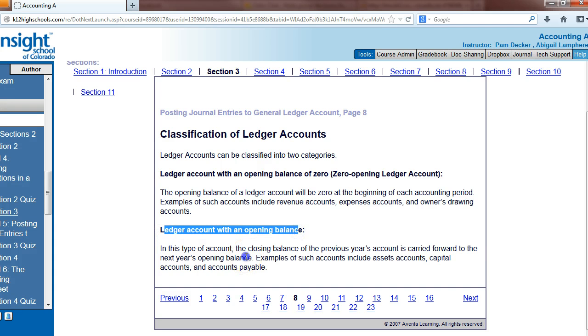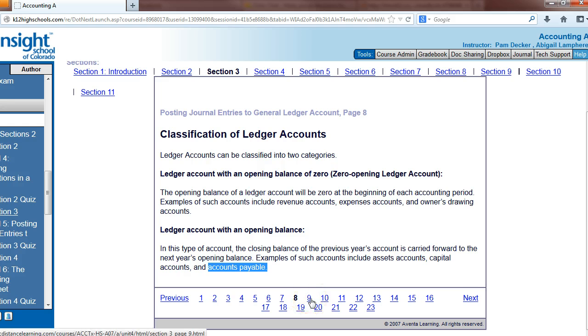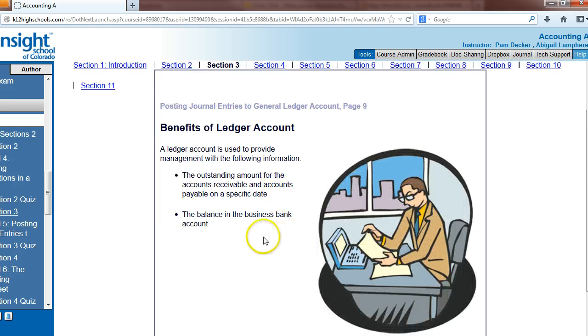Ledger accounts with an opening balance, again, that was all those permanent accounts that we talked about. So fixed assets, capital accounts, accounts payable, those balances will carry over into the next accounting period.